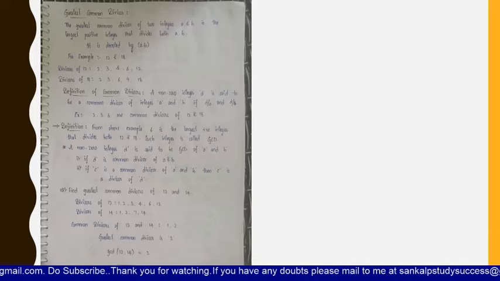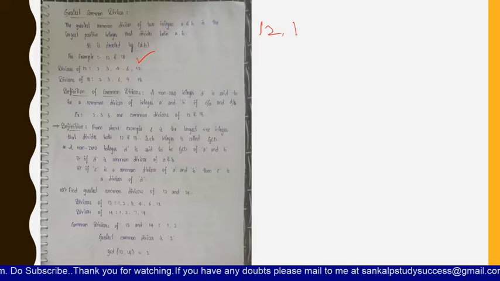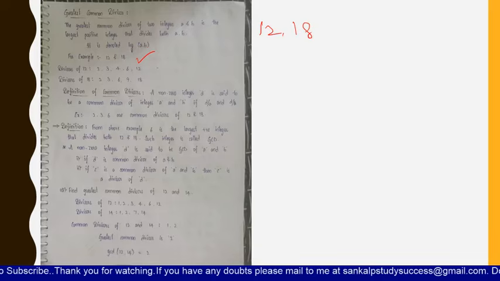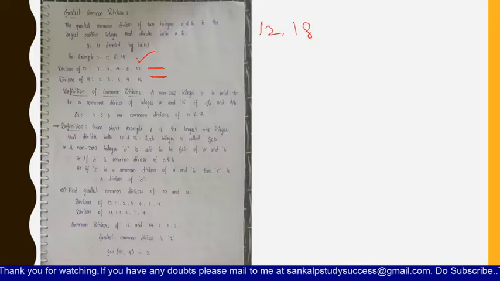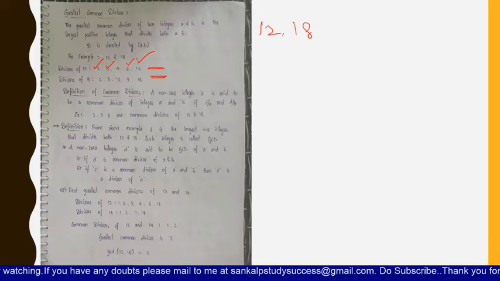Here we have an example, 12 and 18. Let us consider the same example, 12, 18. Here are the divisors of 12 and the divisors of 18. But what are the common divisors? 2, 3 and 6 are the common divisors, and the remaining are not the common divisors of both the numbers.